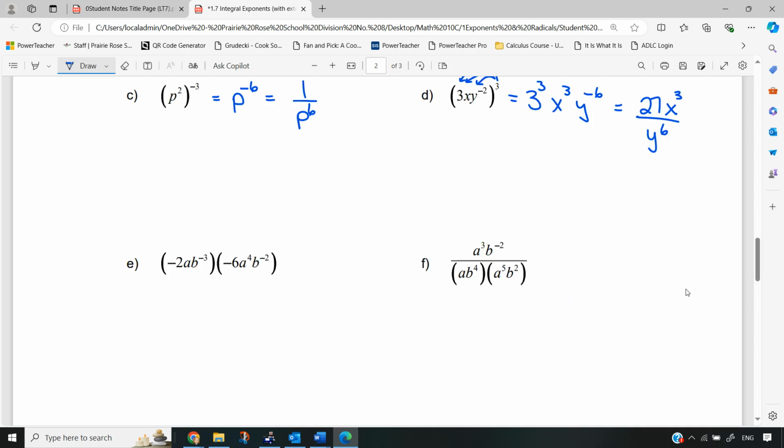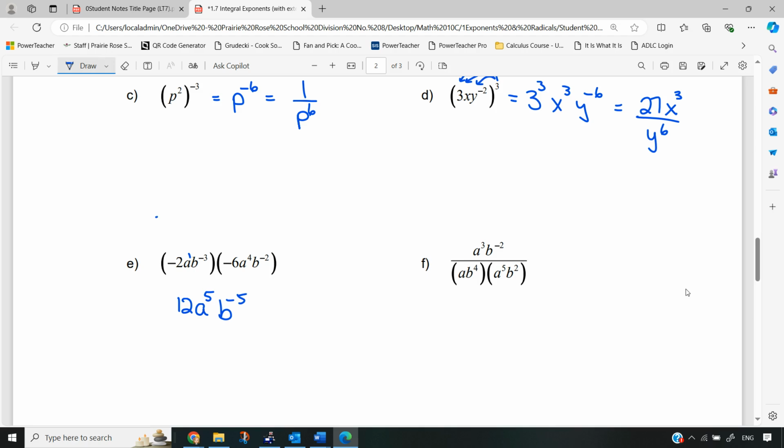For e, we're going to combine by multiplying, so we have negative 2 times negative 6 is positive 12, a to the 1 times a to the 4th is a to the 5th, and b to the negative 3 times b to the negative 2 becomes b to the negative 5. So it's important to note here that we're not distributing, we are just multiplying like terms.